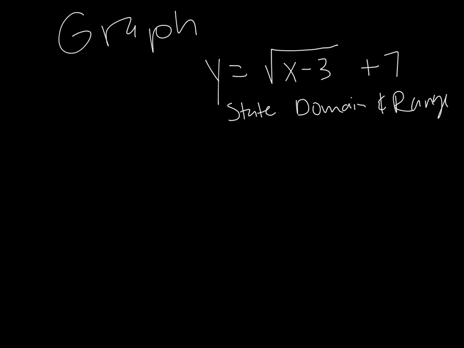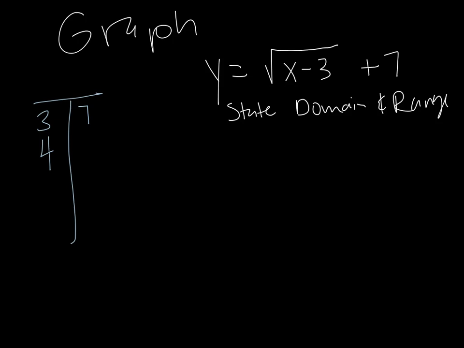So I want you to graph this and state the domain and range. So I'm graphing this. This right here is going to move it to the right 2. This is opposite. Move it up 7. Right 3, up 7. So I make my table right 3, up 7. Now this is where you can use your calculator to find out other points that you can use.